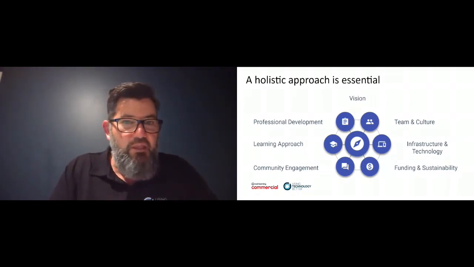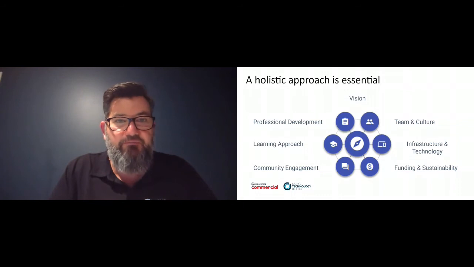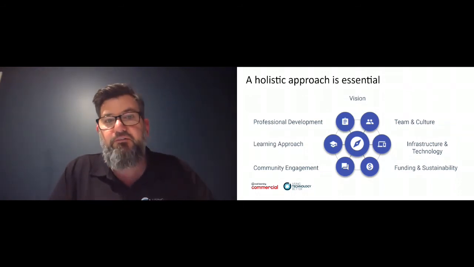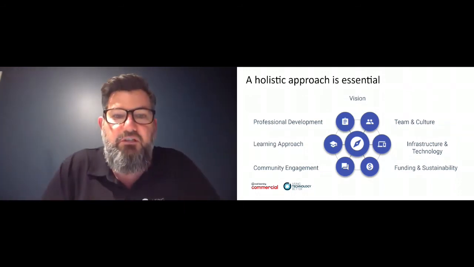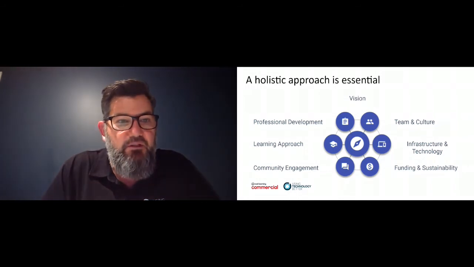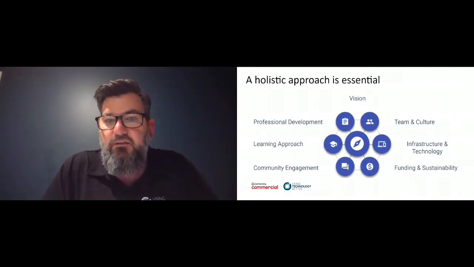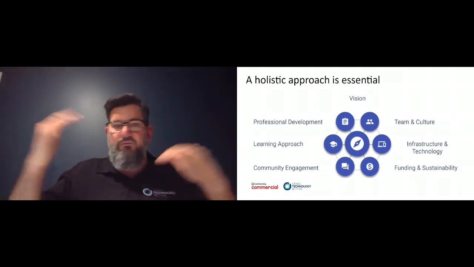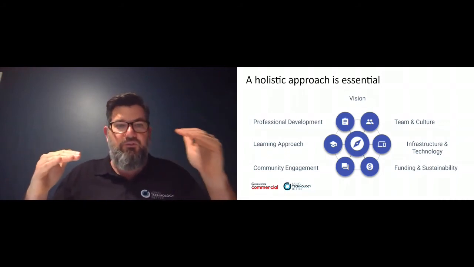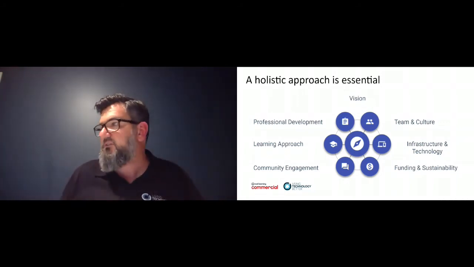So with the 7 elements, we've got vision, we've got team and culture, we've got infrastructure and technology, we've got funding and sustainability, we've got professional development, we've got our learning approach, and we've got community engagement. Now, this isn't in an order of hierarchy in a sense, like do this one first, this one second, this one third, and so on.